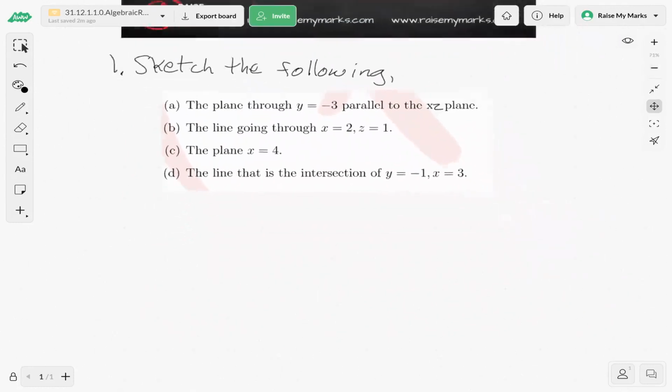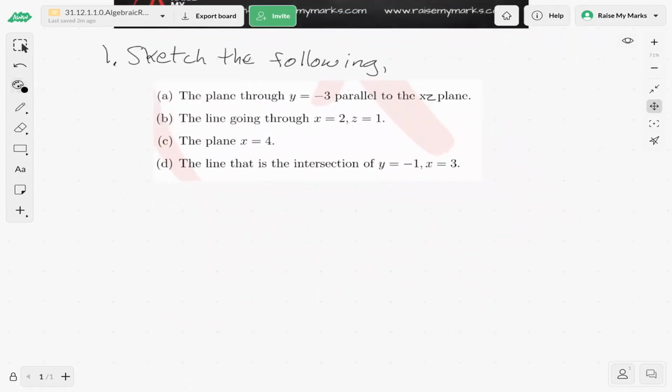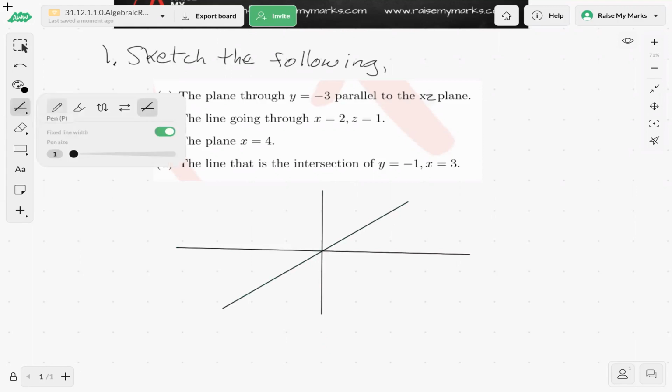We need some space to do some of these drawings. So first, we need to draw our axes in our three-dimensional space, or our R3. Okay, so why don't we do that right here. Let's label our axes Z, Y, and X.